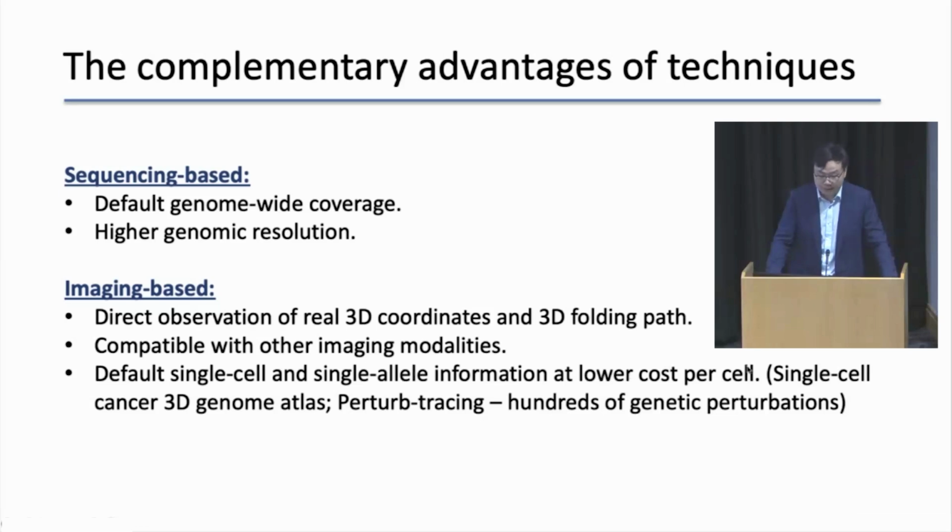And in part because of the lower cost, recently we were able to use chromatin tracing to build the first ever single cell cancer 3D genome atlas of any cancer using any technique. We were also able to introduce a new technique called perturb-tracing that combines chromatin tracing with high-throughput genetic screening, allowing us to have hundreds of genetic perturbations in a single chromatin tracing study. And no Hi-C study, for example, can have hundreds of genetic perturbations in the same study, in part due to the prohibitive cost.